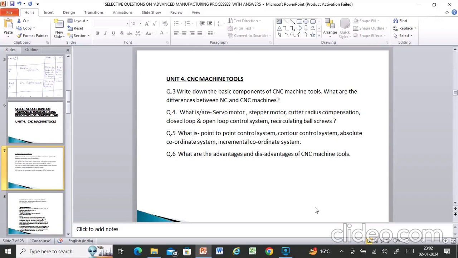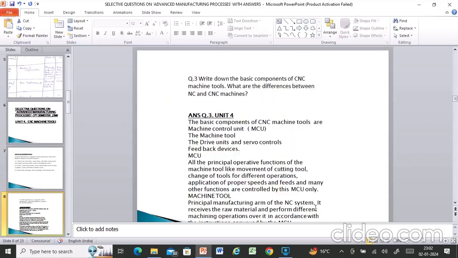Question 5 is, what is point-to-point control, contour control, absolute coordinate system and incremental coordinate system? And question 6 is, what are the advantages and disadvantages of CNC machine tools? Now we will go to the next slide. The next slide repeats question 3. Write down the basic components of CNC machine tools and what are the differences between NC and CNC machine.